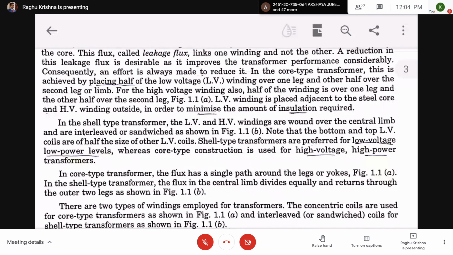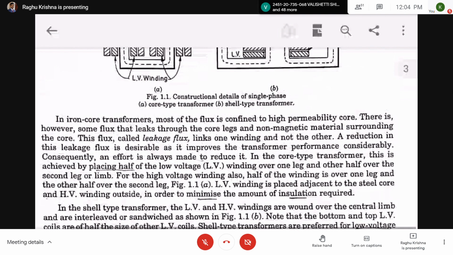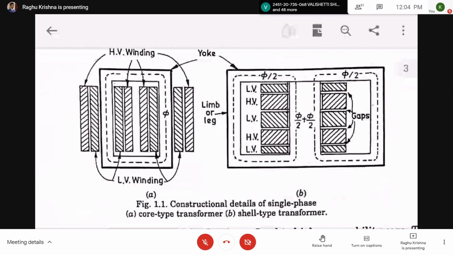In core type transformer, here also you can see, the flux has a single path around the legs. Legs are also called yokes. So this I will show in the figure. In the left side figure you can see there is only one path for the flux. Flux is having only one path, and always the magnitude of the flux is phi only.